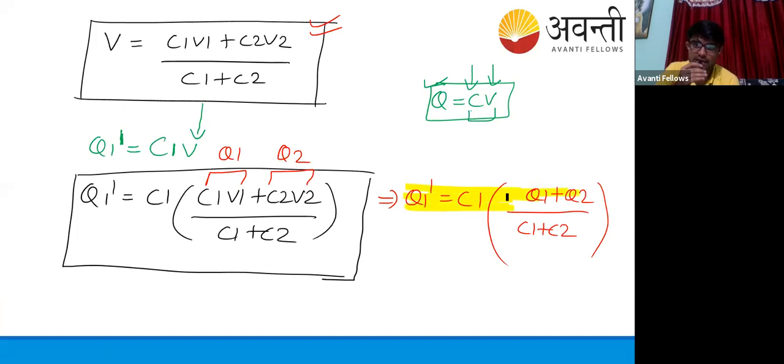So remember the short form. If required in exams, you can put Q1 equals C1 V1 and Q2 equals C2 V2 again and get the longer form. But for your convenience, just remember this short form, Q1 dash equals C1 into (Q1 + Q2) upon (C1 + C2). Let me highlight this completely. So this is the Q1 dash charge.